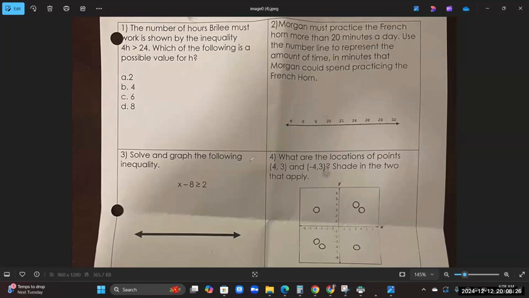The number of hours Preely must work is shown by the inequality 4H is greater than 24. Which of the following is a possible value for H? 4H means they are multiplying, so we can do the inverse, which is divide by 4. And that would get us H is greater than 6.